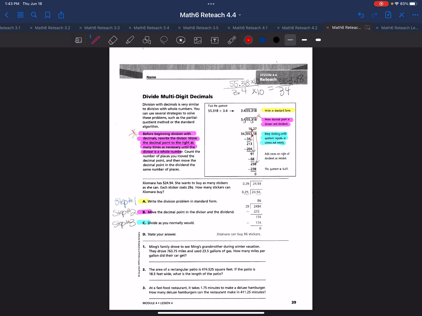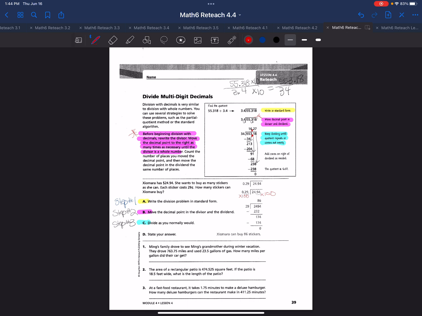Zamara has $24.94. She wants to buy as many stickers as she can, and each sticker costs 29 cents. How many stickers can she buy? So if you notice in this example here, we are looking at your divisor, and this divisor is in the hundredth place, so I am multiplying the divisor by 100, but I also multiply the dividend by 100 as well.